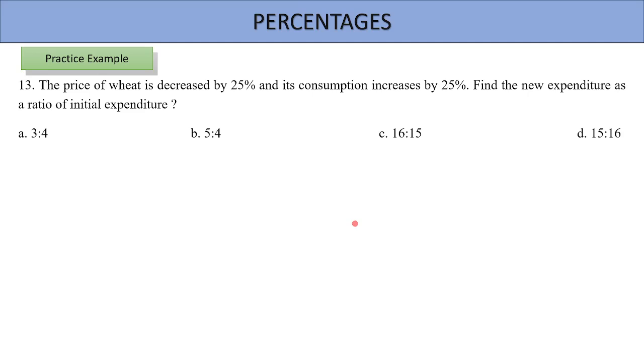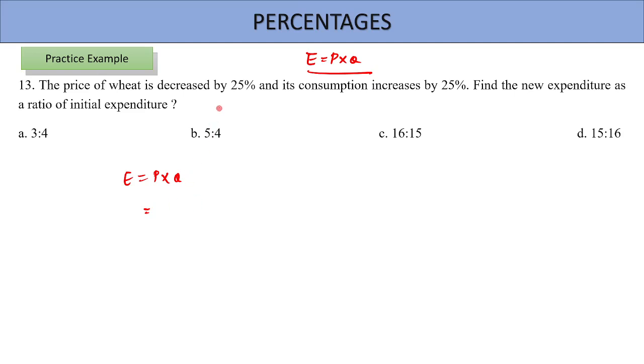Price of wheat is decreased by 25% and its consumption is increased by 25%. And the new expenditure as the ratio of initial expenditure. This is the same sort of sum, we have to use E equals P into Q. Just take 2 minutes to solve it by yourself and then come back to the solution, guys. We have discussed this concept over and over again. So E equals P into Q. This is my original state.